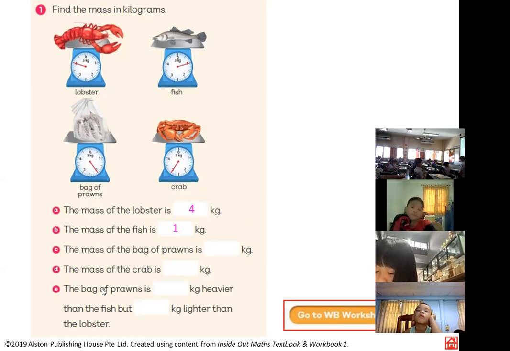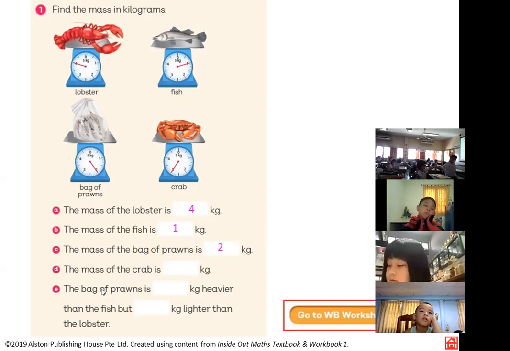bag of prawns. Bag of prawns. Very good. Mass of the crab. 3. Very good.